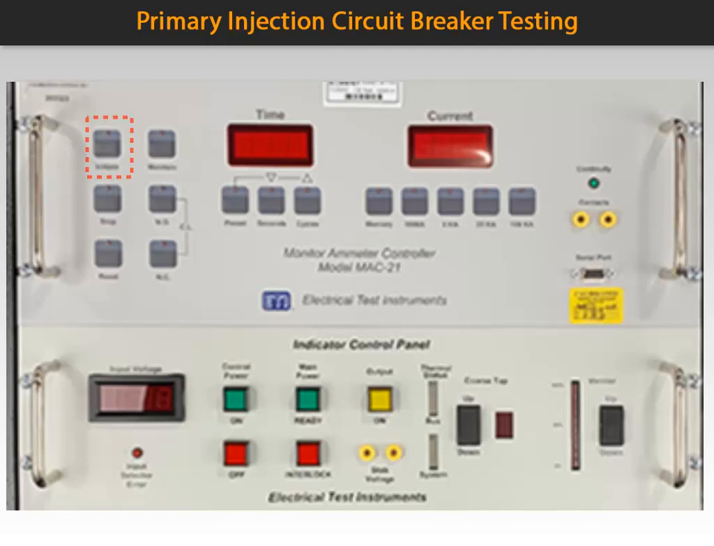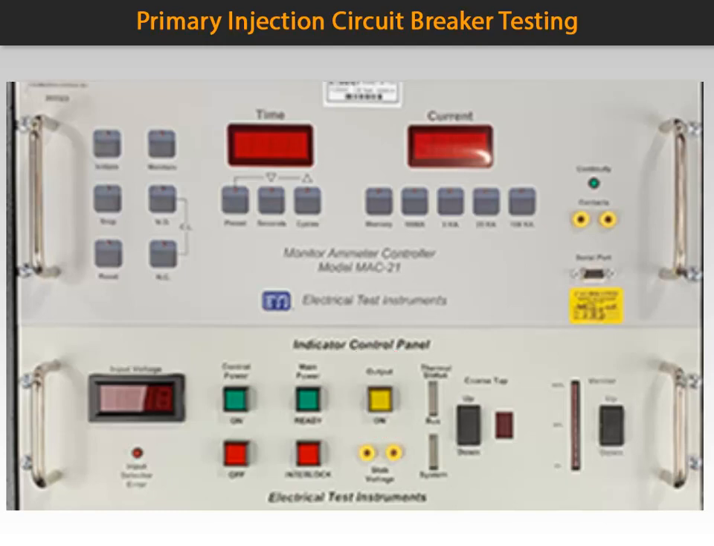Here you'll find the initiate key to start the test. Below that is the stop button, and right below that is the pause button. A serial port is located here for connection to a computer. The lower control panel houses the input voltage display. Control power on and off illuminated buttons are here. The main power switch and ready indicating light are positioned here. Output power on light is right here.